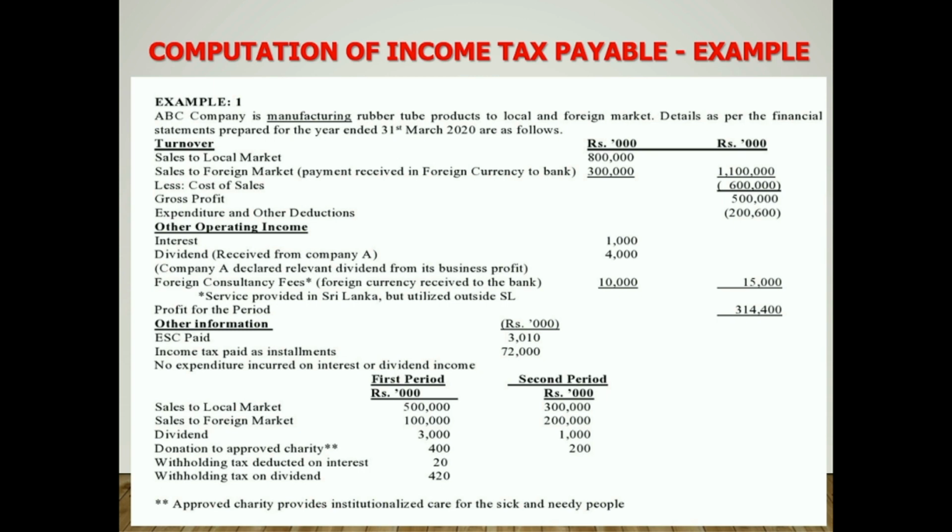Other than that, for this computation, the required information is provided. Sales to the local market during the first period and second period are given, and then sales to the foreign market are also given. Dividend received during these two periods, actual dividend income has been given, because we have to consider actual dividend income when we split the relevant income into two periods.